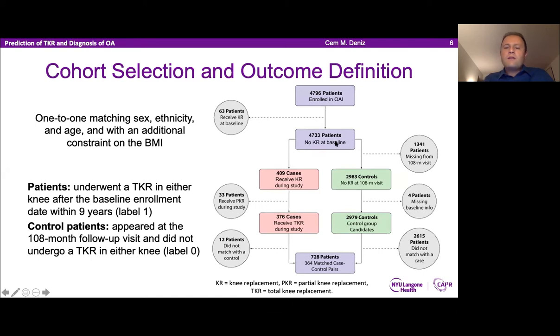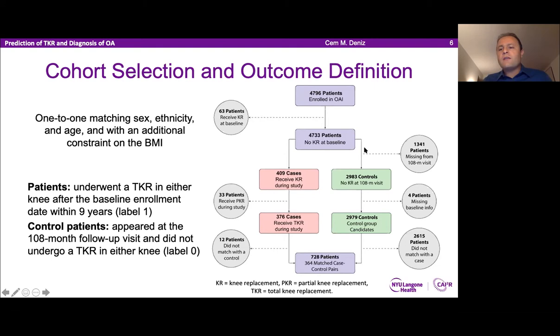After excluding those 63 patients, we moved to the cases. Whoever received a knee replacement during the study is taken as a case. Partial knee replacements were not taken into account. So ultimately, we ended up with 376 cases who received a total knee replacement during the 9-year period.